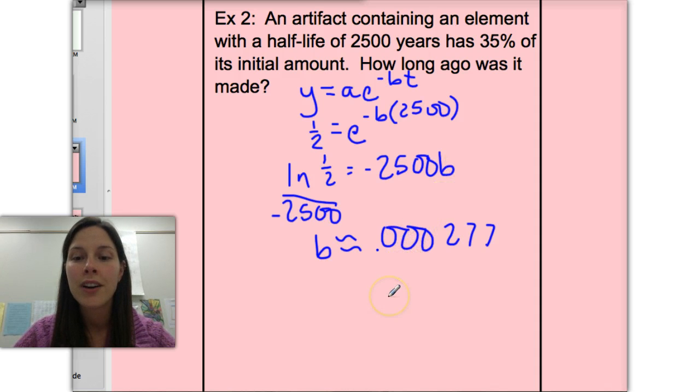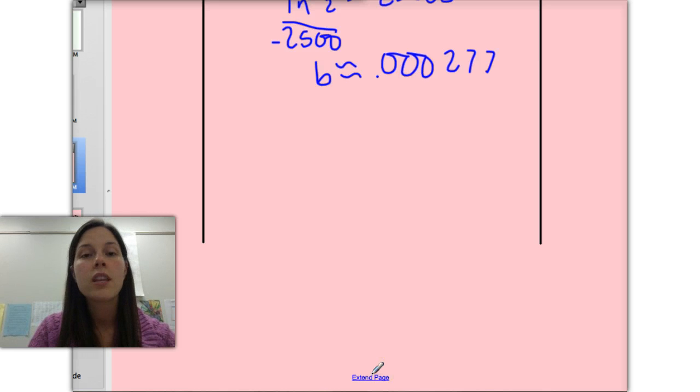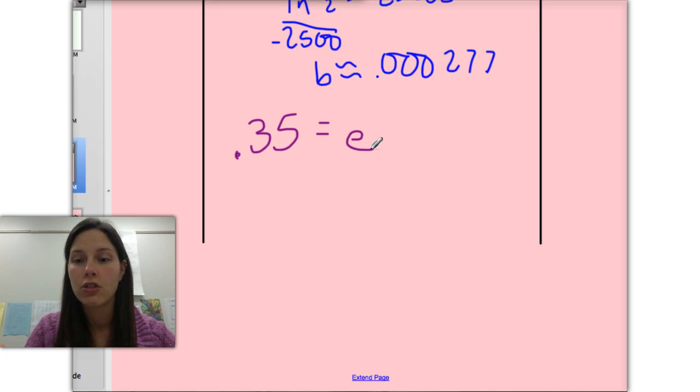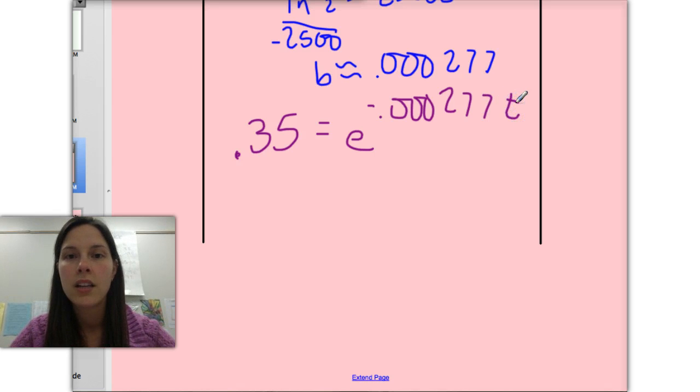So once we divide by the initial amount, you can think about, if it helps you, if you start with 100 grams, 35% would be 35. The first step in solving would be to divide by 100, and you get 0.35. So essentially you can take that percentage and set that equal to the y value and just drop your initial amount. Substituting our b value in for that decay constant, and the question is, how long ago was it made?